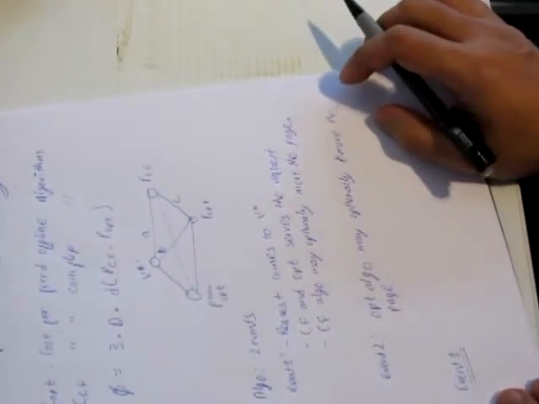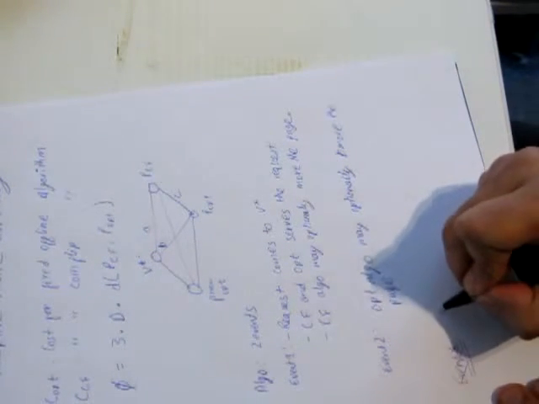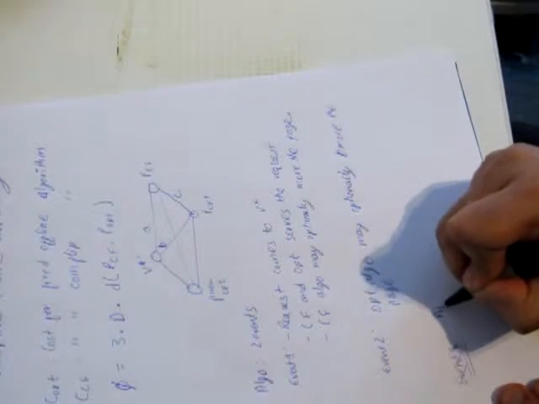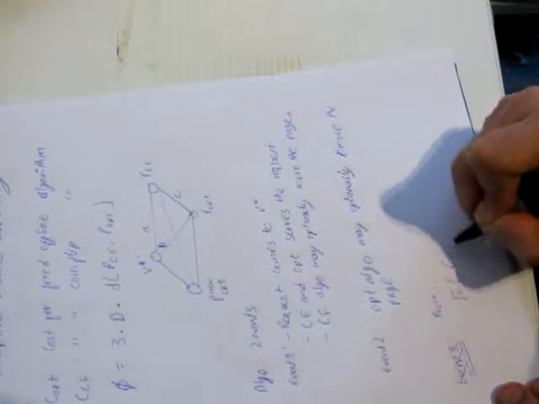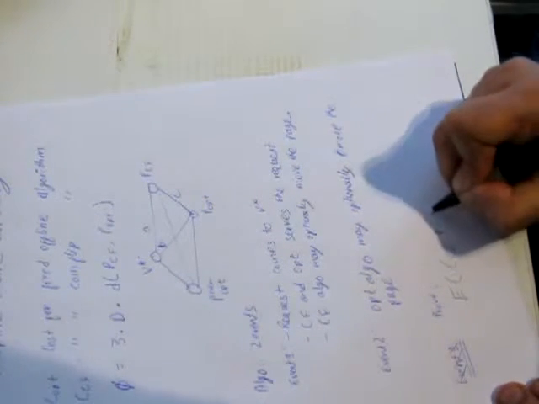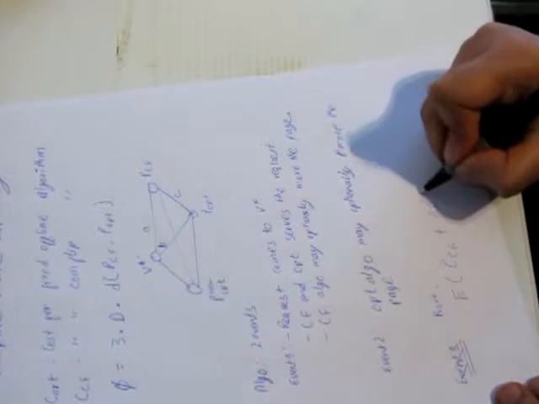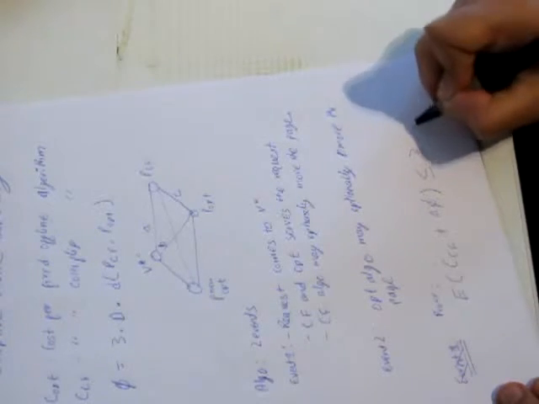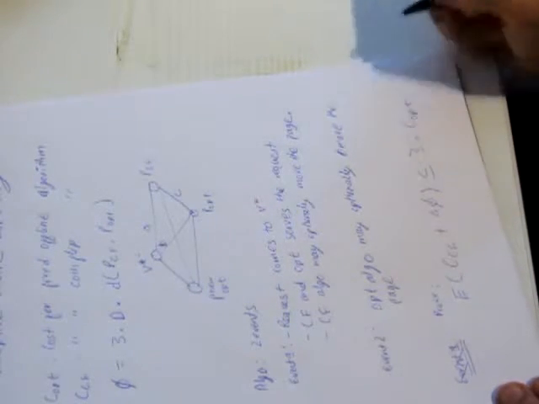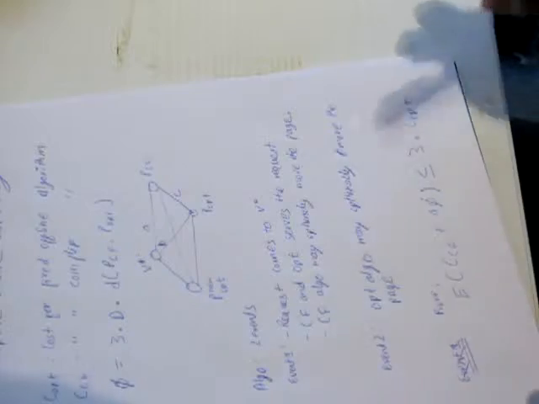Okay, so what we now have to prove is that the expected value of the coin flip algorithm cost plus the change in potential is less than or equal to 3 times the cost of the optimal algorithm. So that's what we have to prove. Okay, let's begin.